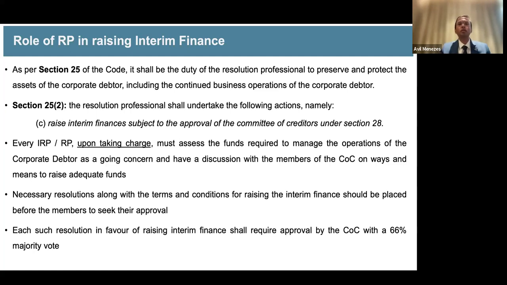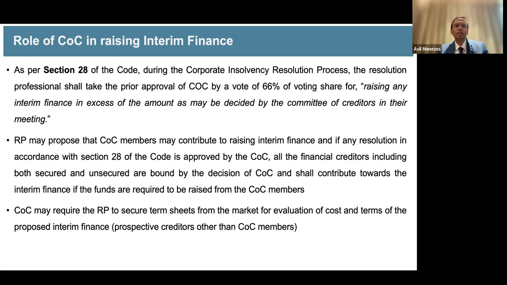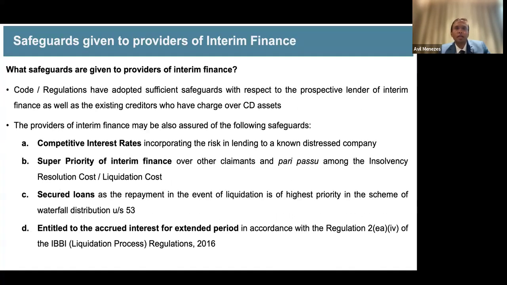So every resolution for raising an interim finance will need the COC approval by at least 66%, and that's a requirement of section 28. So as an RP, you will have to secure term sheets from the market for evaluation of cost. You will have to go to multiple parties and try to negotiate the terms of finance from prospective creditors other than COC members. Sometimes COC members have also given interim finance in very extreme cases. Mostly I've seen it as reimbursement of cost, but not interim finance is what we've seen.